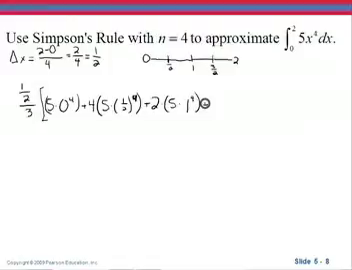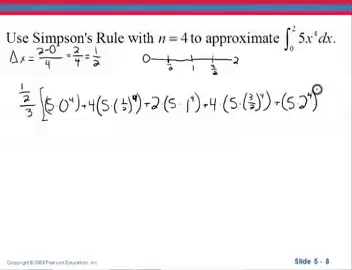And then we alternate back to 4. 4 times 5 times 3/2 to the 4th. Plus, when you get to the other endpoint of 2, you just do 5 times 2 to the 4th. Okay, now multiply top and bottom here by 2, and that's going to give us 1/6.